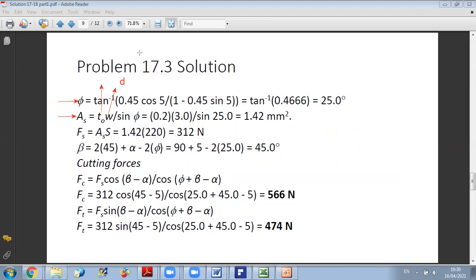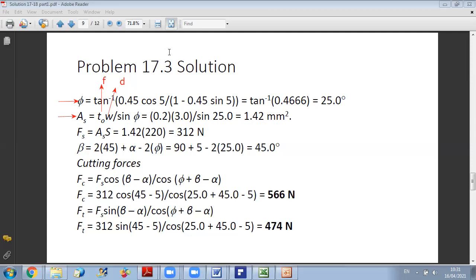And concerning phi, we already calculated it in the previous step, so we can then calculate the value of the area. In general the feed is given per revolution, but since we are just calculating a rate, we will take the value of T0 in millimeter, the value of F in millimeter. So it's 0.2 millimeter times 3 millimeter over sine of 25. The answer will be in millimeter square.